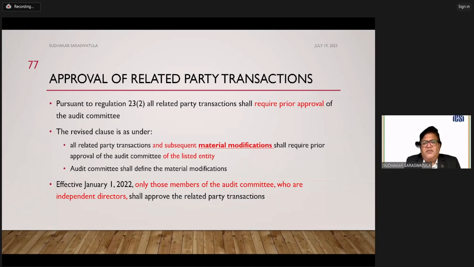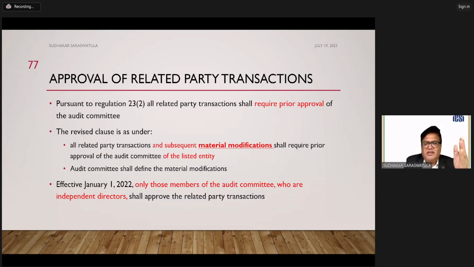Again, I say that fortunately, the listing regulations have not defined what is a material modification. It is left to the companies. So it is again the same thing. The responsibility is on us. We have to ensure that audit committees properly define what is a material modification to a particular related party transaction, and that requires approval of the audit committee.